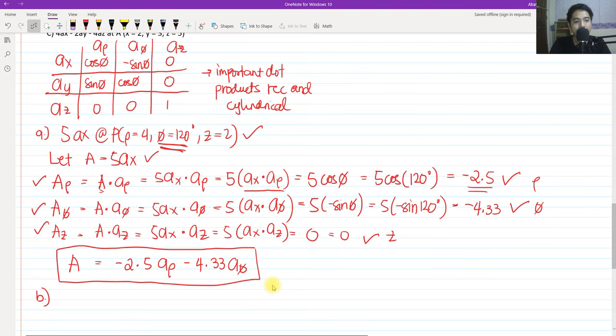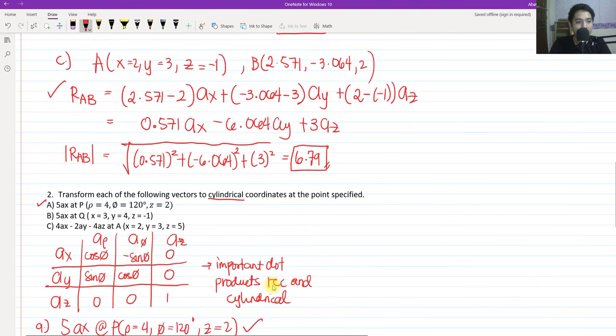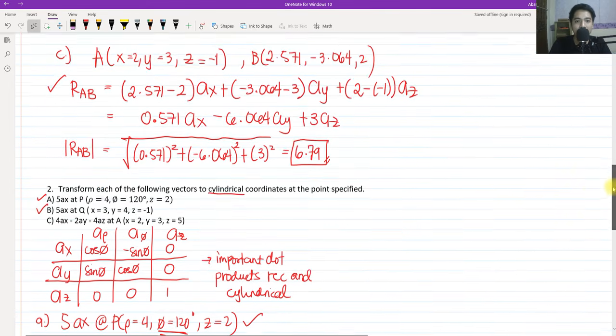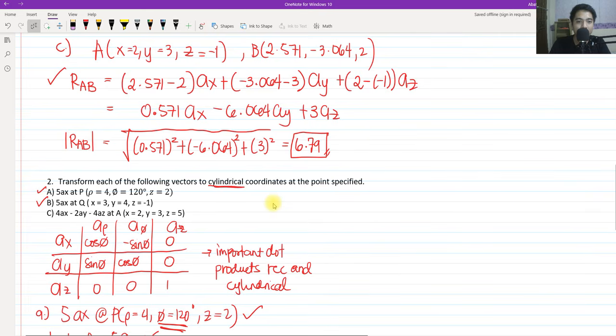For letter B, we have 5ax at the point Q, where x equals 3, y equals 4, and z equals negative 1. As you can see here, the question is actually asking for cylindrical coordinates.